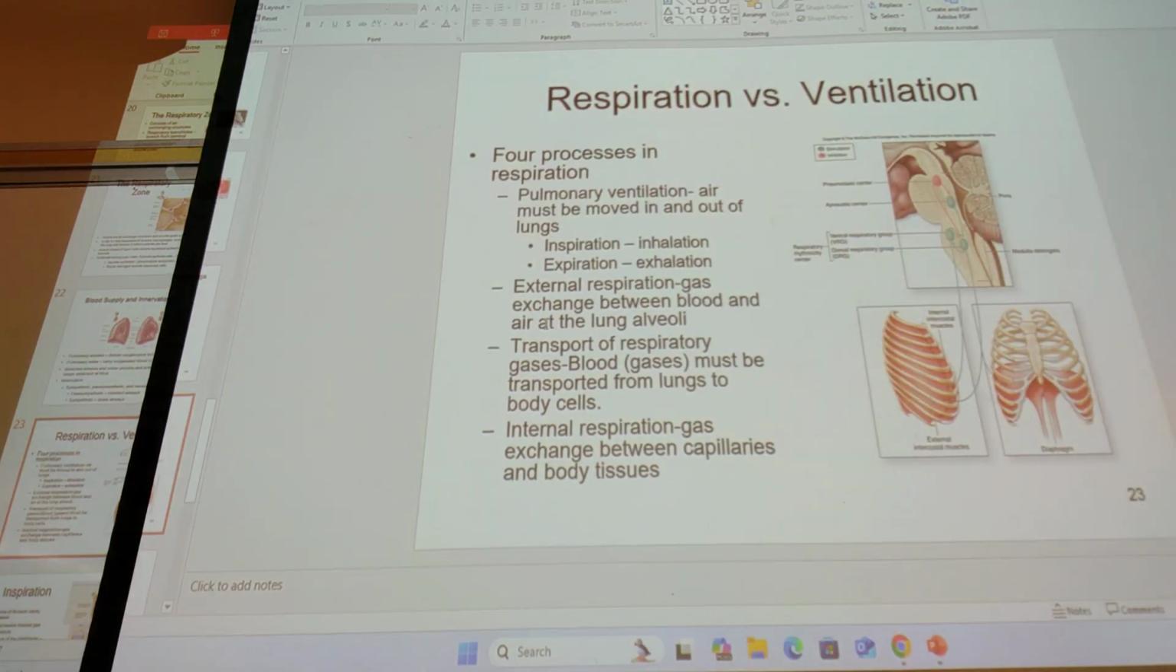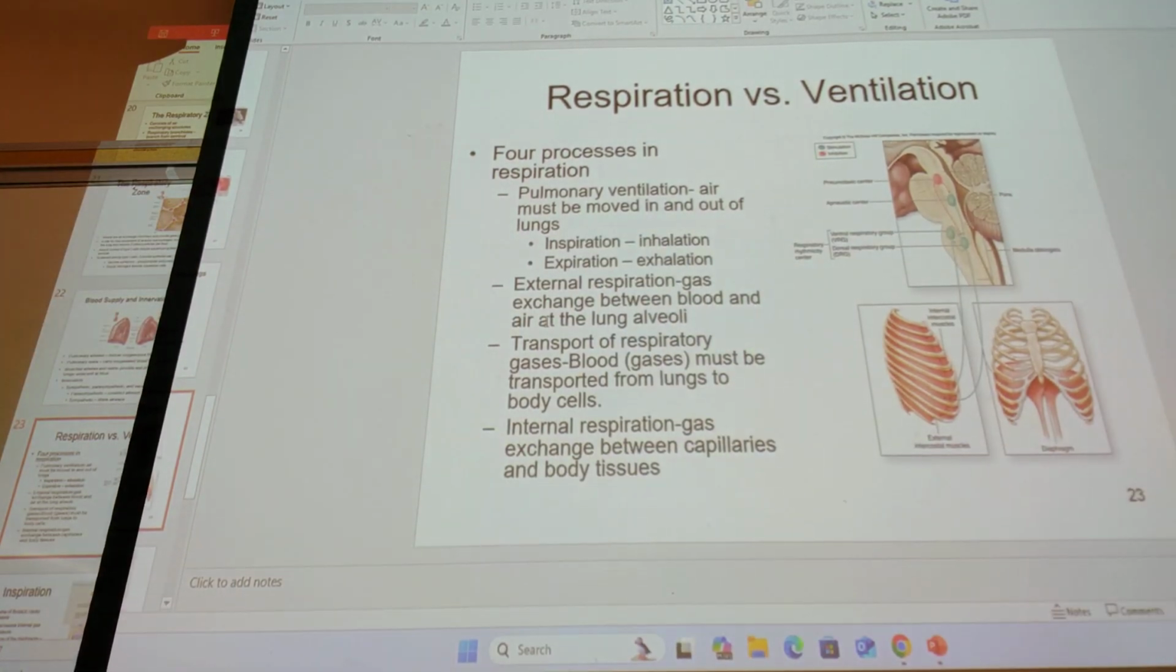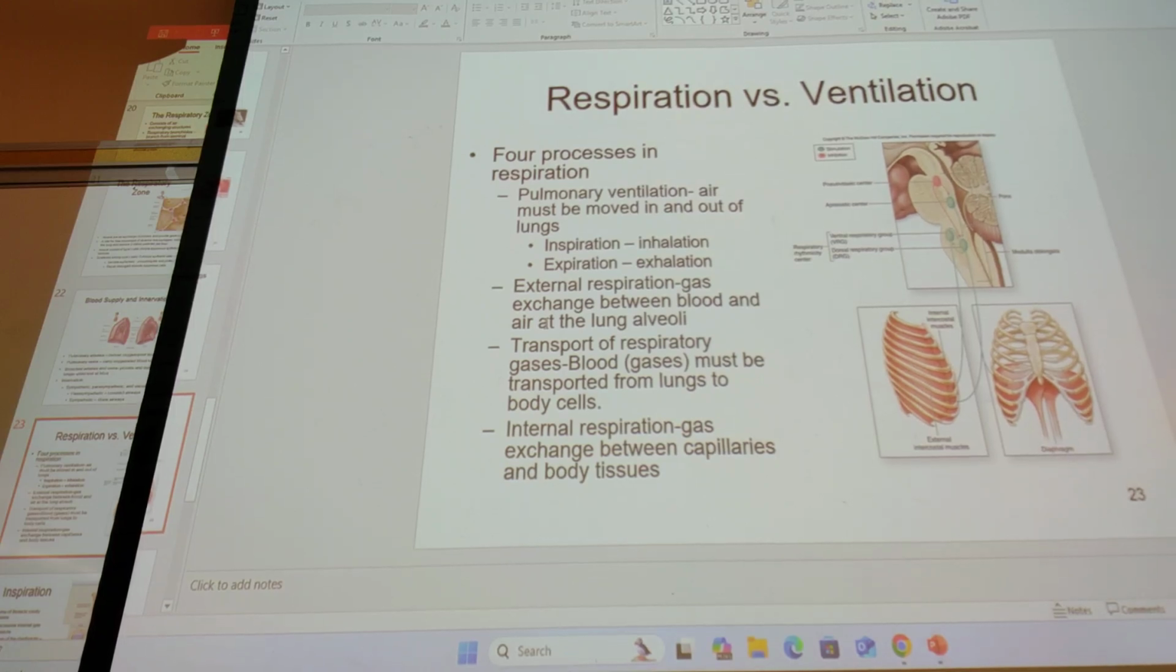Yes? Just a question. What we were just talking about with the arteries and everything, is it this right in here? Yes, it is. So let me show you. This side versus that side.